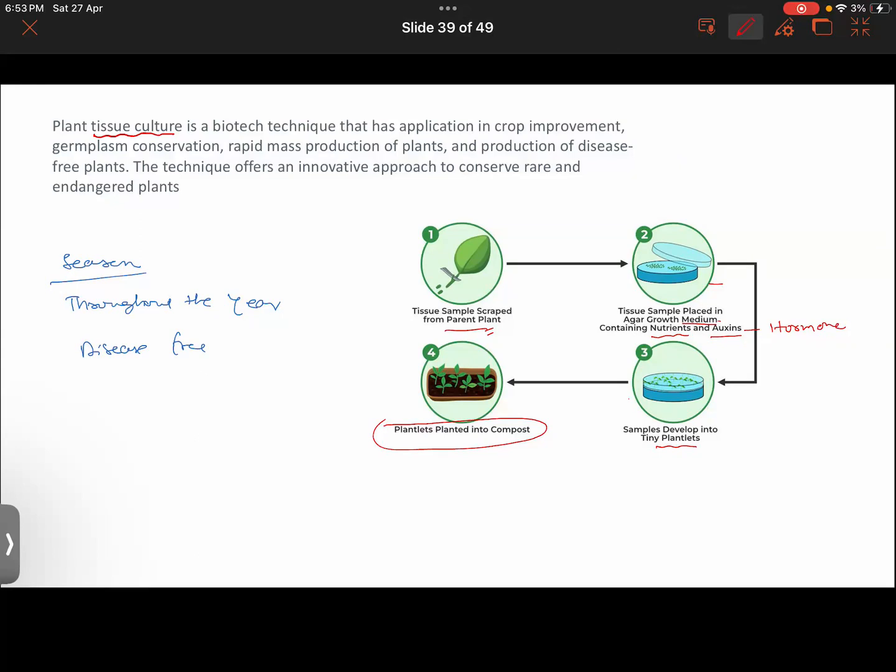Suppose there's a plant whose species are very less in number. Their number is very less. So by this method, you can grow thousands of them in just a limited period of time. Thereby, it offers you an innovative approach to conserve the rare and endangered species of plants.